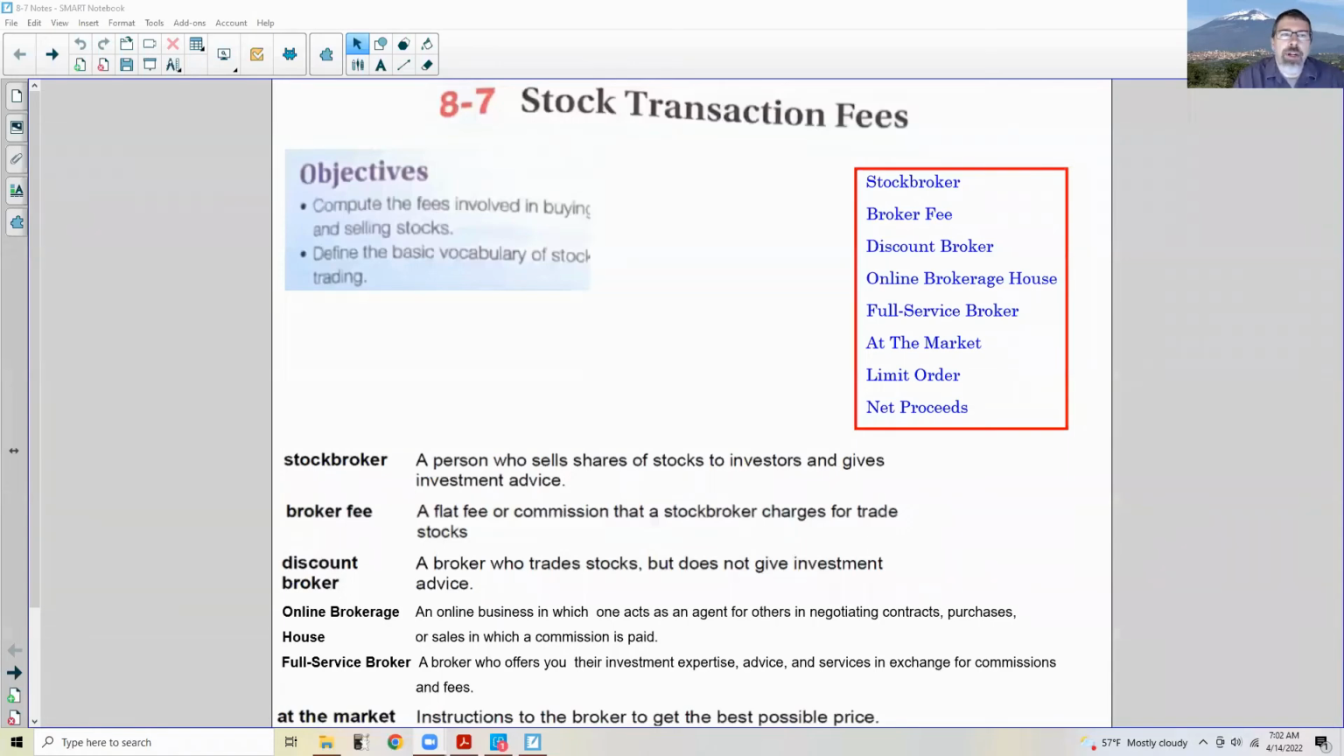Okay, today we're doing Chapter 8.7, Stock Transaction Fees, and the objectives of this lesson are, one, to compute the fees involved in buying and selling stocks, and two, to define basic vocabulary of stock trading.